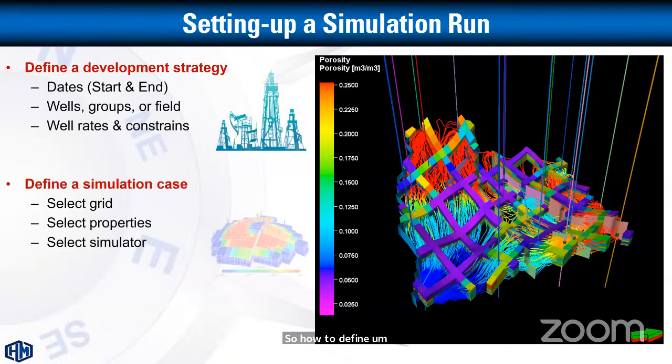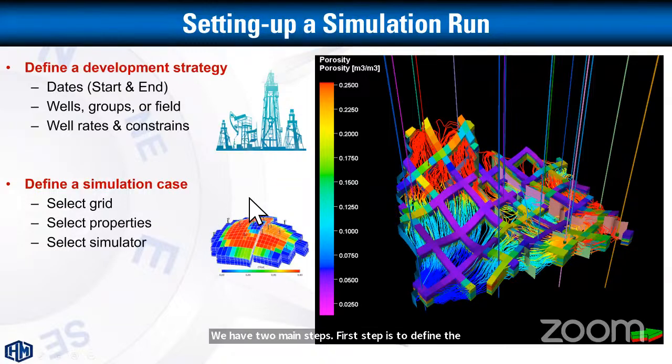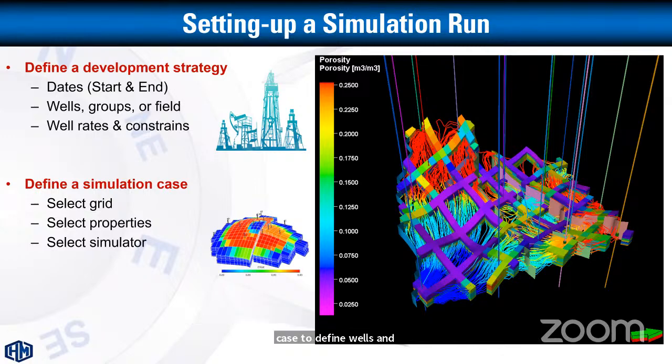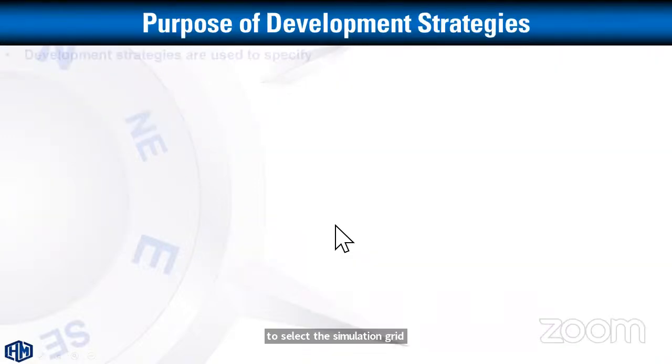So how to define a simulation run? We have two main steps. First step is to define the development strategy, to define the start and end dates of the flow simulation case, to define wells and production constraints, and also historical or production data.